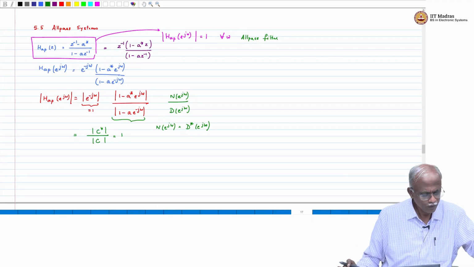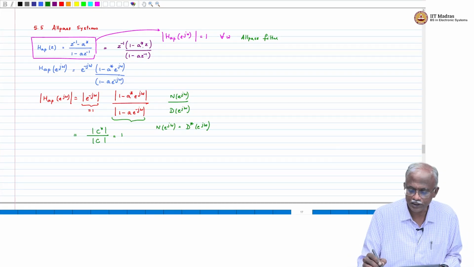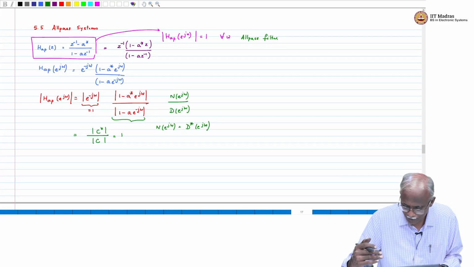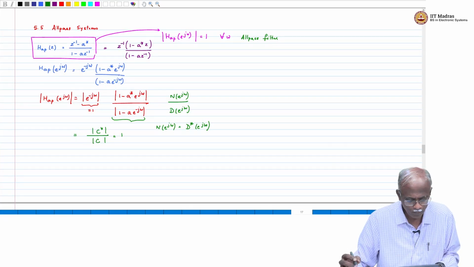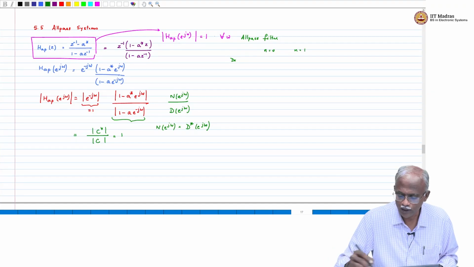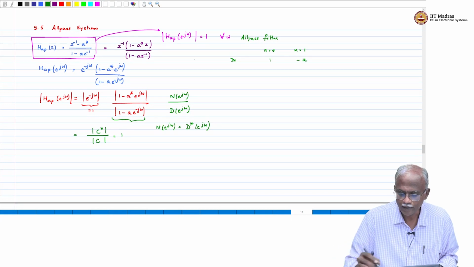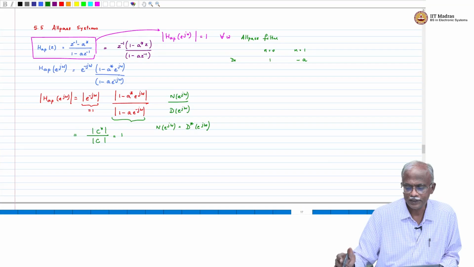Now there is a very interesting structure that you see between the numerator and denominator of an all pass system. So look at the denominator. Here n equals 0, n equals 1, so basically the coefficients are 1 and minus a, that is 1 minus a z inverse.